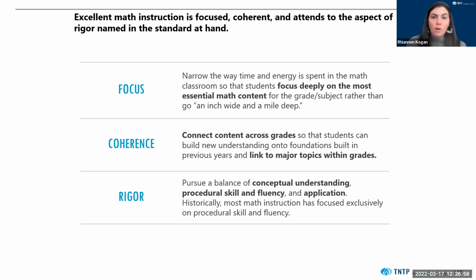When we're thinking about coherence, we want to think about how the standards connect across grades so that students can build new understanding onto foundations built in previous years and link to major topics within grades. And when we think about rigor, this guides teachers to pursue a balance of conceptual understanding, procedural skill and fluency, and application. So now we're going to dive into what each of these components looks like in practice.